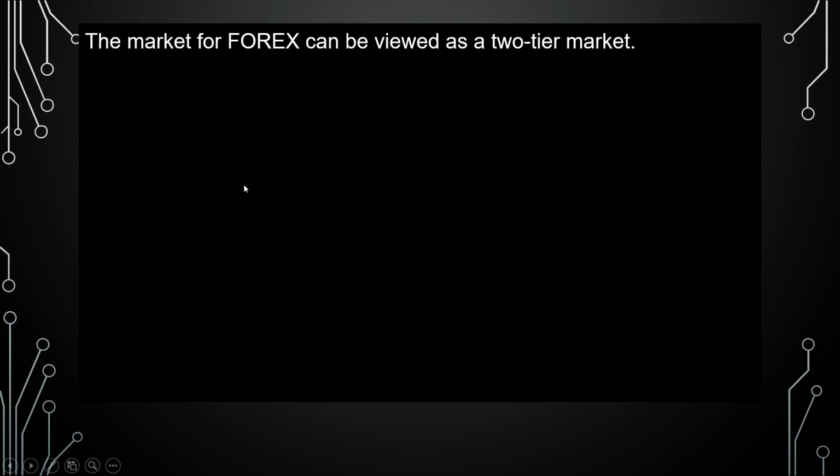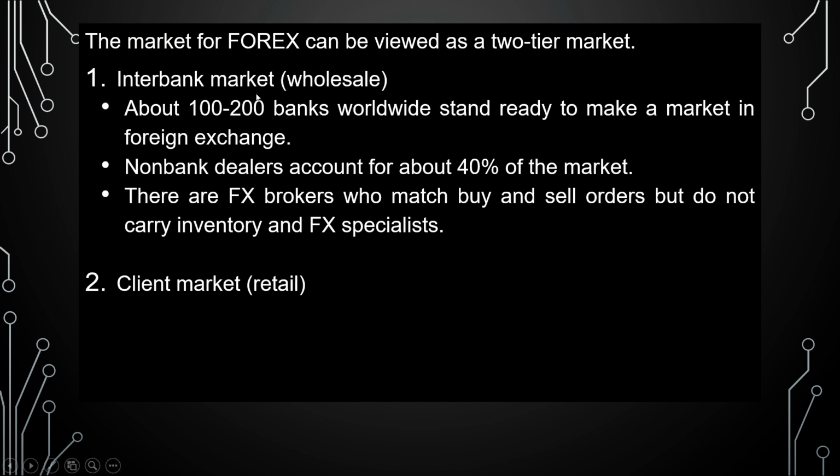And then the market for forex can be viewed as a two-tier market. The first one is the interbank money market, the wholesale market. This involves banks. As the name suggests, it involves interbank money market activity and transactions. The other is the client market, the retail market. Individual traders are under this client market.